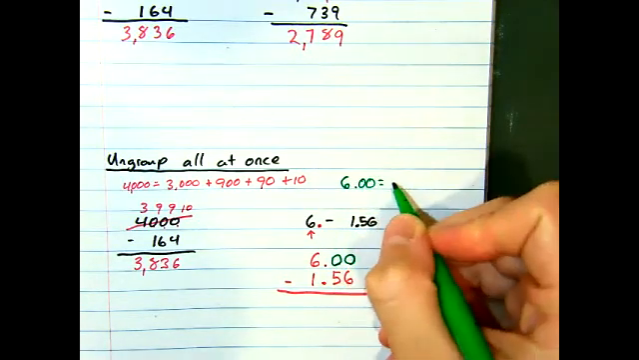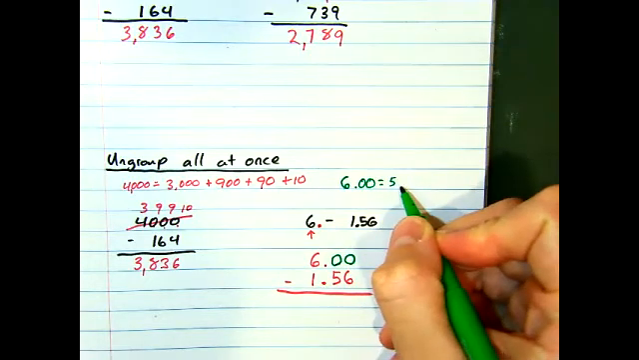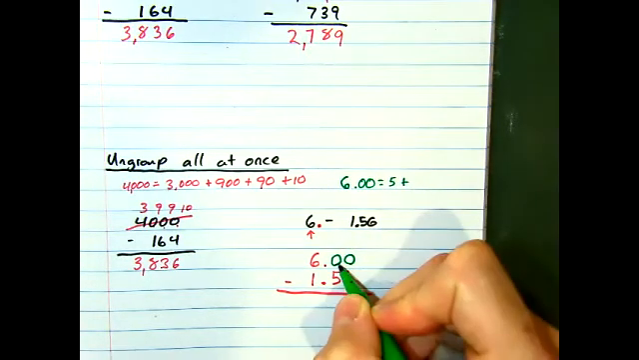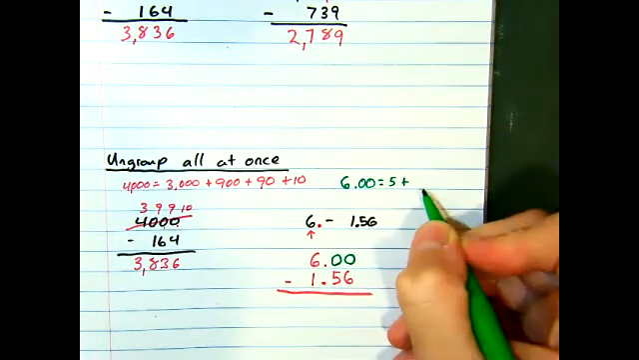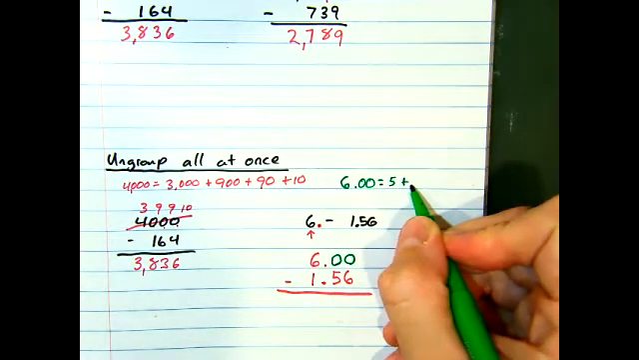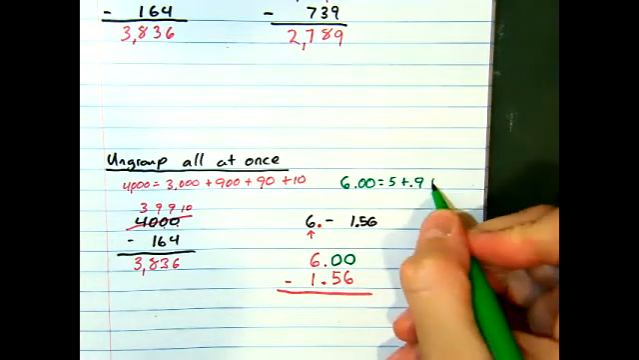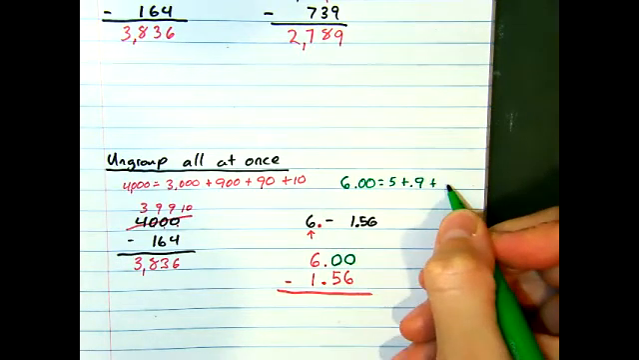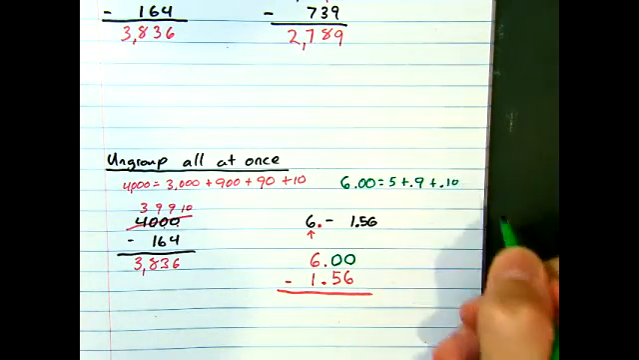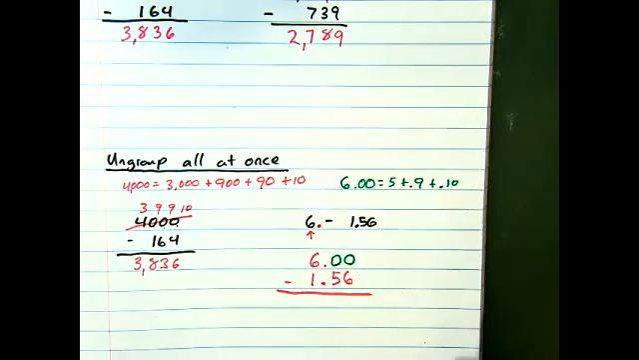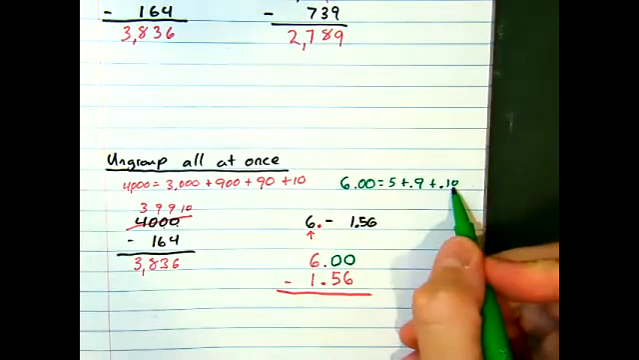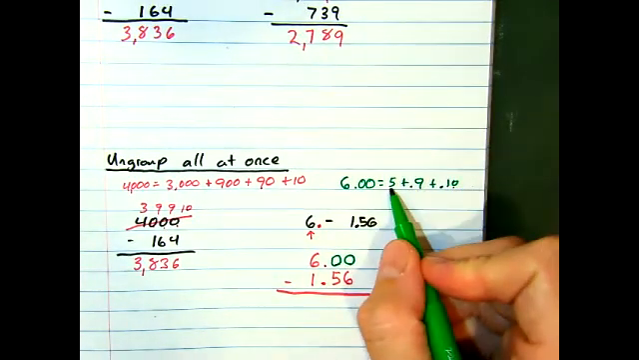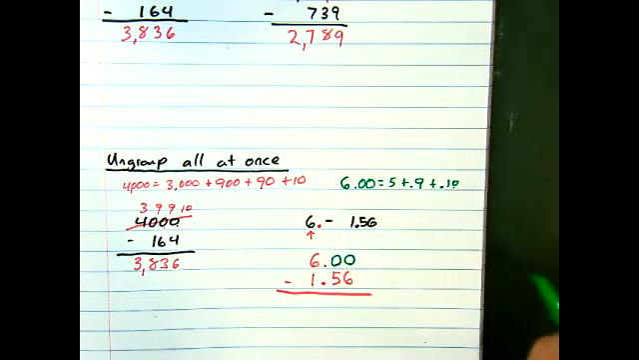6.00 is equal to 5 plus 0.9 plus 0.10, because I'm borrowing. So I'm saying 10 cents, 90 cents, plus 5 wholes makes $6.